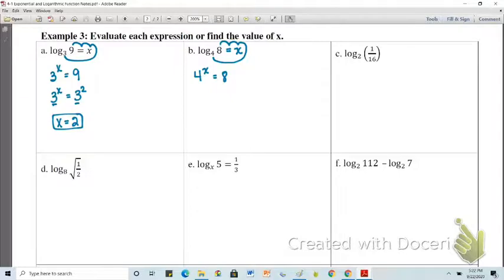So I asked myself, is there a common base? Can I rewrite both of them using the same base? And I can. 4 is really 2 squared, and the x comes along. 8 is really 2 to the third. So since my bases are equal, my exponents need to be equal. So x equals 3 halves.